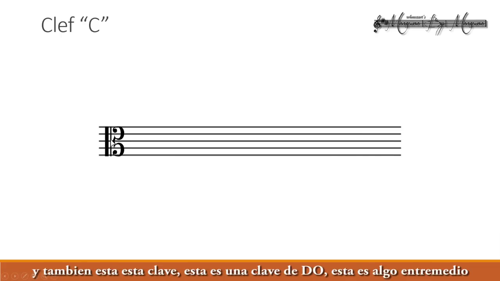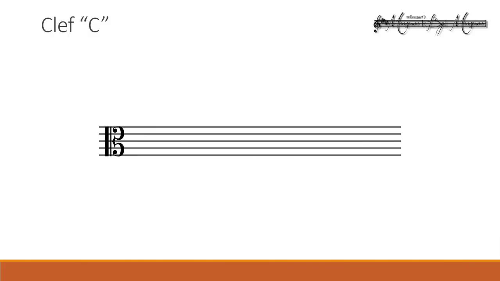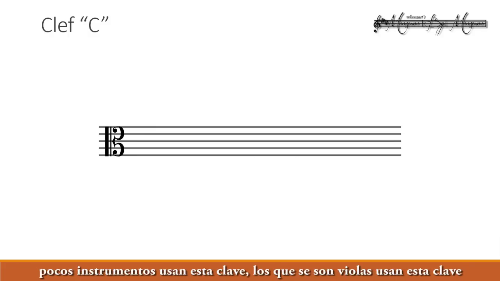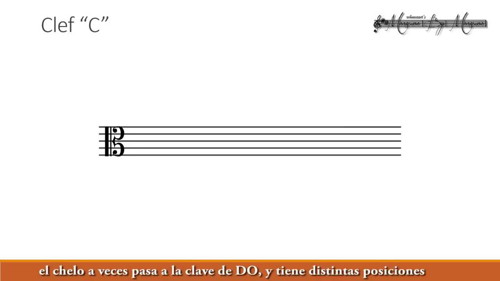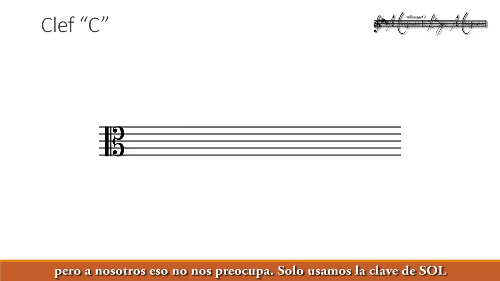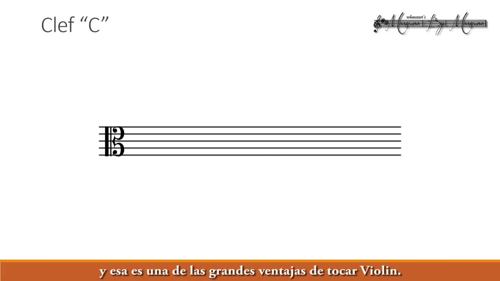And then there is this clef. This is a C clef, and this is something in between. Very few instruments use this. The ones I know of for sure is violas use the C clef. Cellos sometimes jump to the C clef, and it has different positions, but we don't worry about it. We just use the G clef, and that's one of the big advantages of playing violin. There's only one clef, one staff you have to worry about.